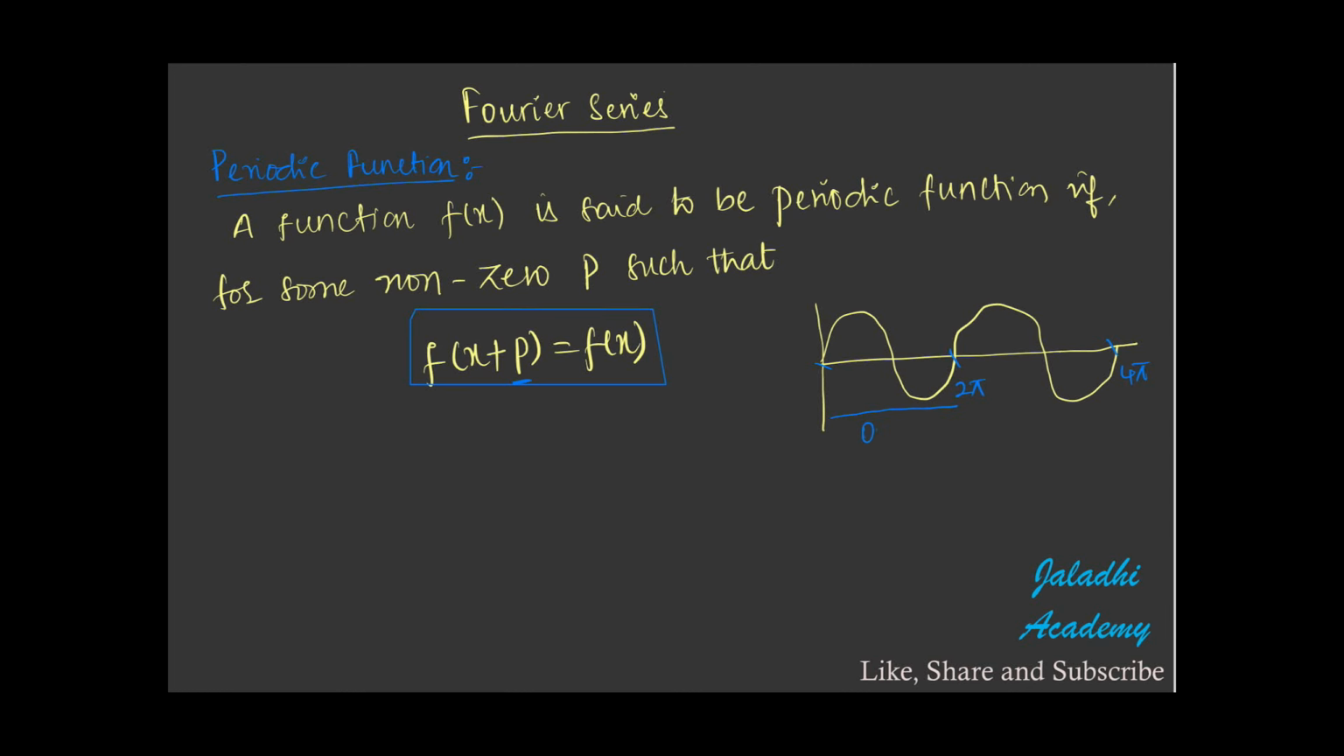So this is the one cycle, and from 2 pi to 4 pi this is the second cycle. So the graph of the periodic function is translated by p units, meaning the same graph, this portion, is shifted by p units, meaning it is translated by 2 pi units.